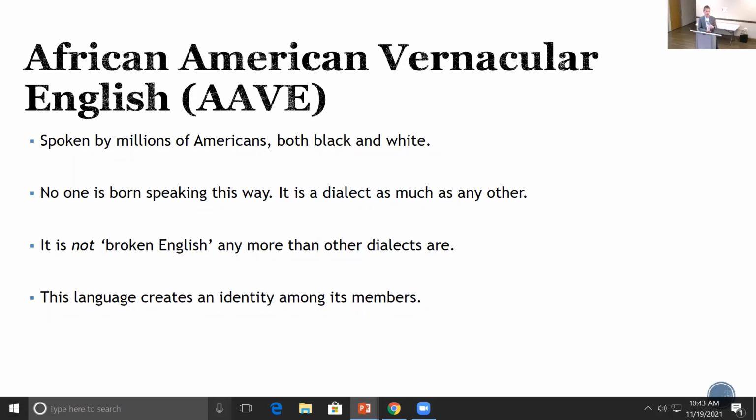It is something that is adapted, the same as all the other Englishes that we've studied to this point. And it is certainly not broken English. It does follow a logical pattern, and that's what I want to be able to share with you, so we have an idea of exactly what that pattern is.